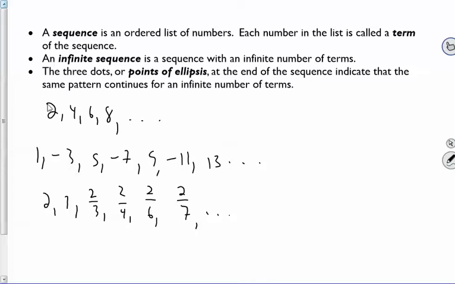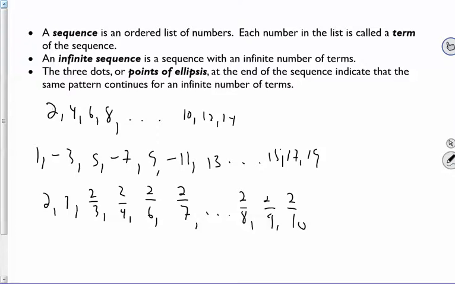Well, obviously, 2, 4, 6, 8, that'd be 10, 12, 14. And I guess this one would be what? 15, 17, 19. And then I guess this one would be 2 out of 8, 2 out of 9, 2 out of 10, right? So that's pretty simple.